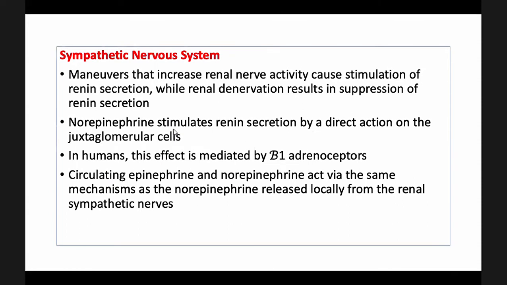Your sympathetic nervous system also plays a role. Maneuvers that increase renal nerve activity will stimulate renin secretion, while renal denervation will result in suppression of renin secretion. Norepinephrine stimulates renin secretion by direct action on the juxtaglomerular cells. In humans, this effect is mediated by beta-1 adrenoceptors. Circulating epinephrine and norepinephrine act via the same mechanism as norepinephrine released locally from the renal sympathetic nerves.